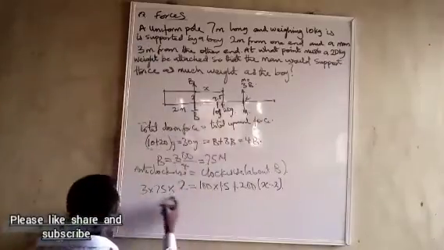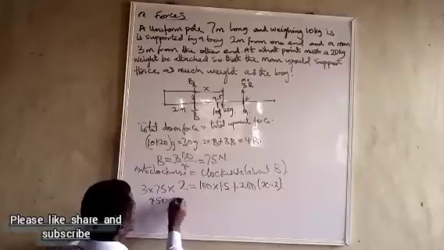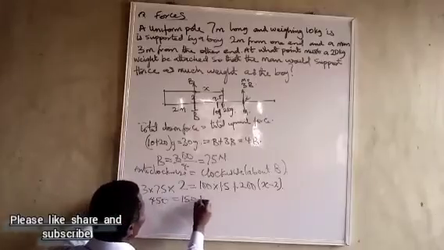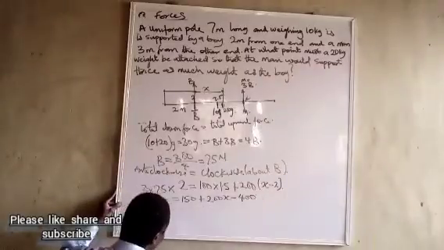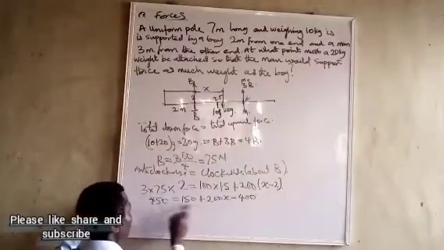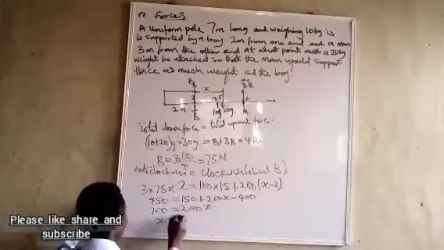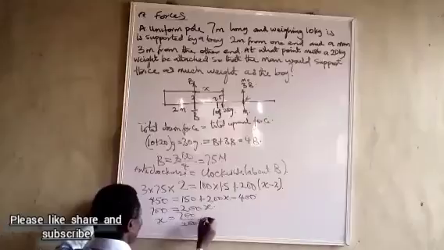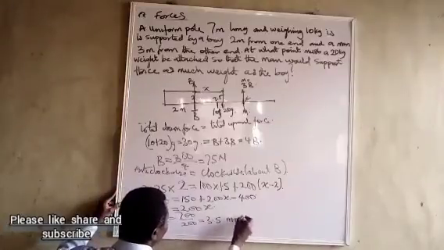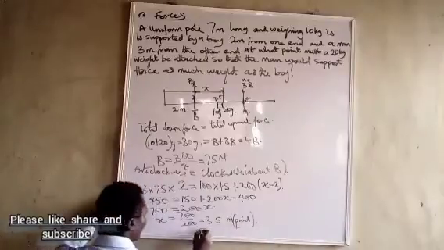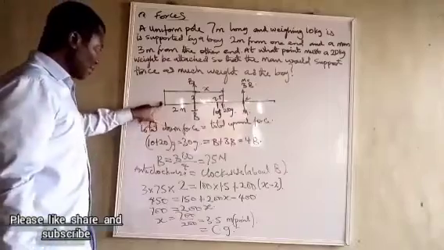So what do I have here now? This one is 150. 450 is equal to 150 plus 200x minus 400. So what does that give me? 700 is equal to 200x. x is equal to 700 over 200, which is equal to 3.5 meter mark. So it means that it passes through the center of gravity. You can also take the moment about this place, and it will give you the same answer.